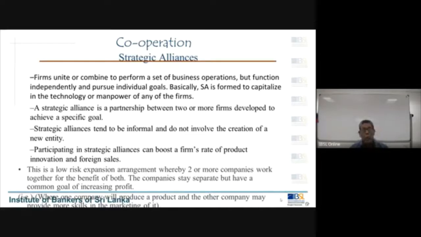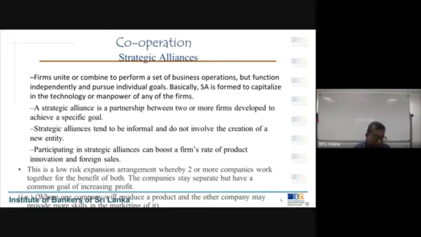strategy we call cooperation. Now, I think you will remember we discussed types of expansion strategies, right? Let me go through the memory and try to brush up what we have learned through the expansion strategies. We discussed there are mainly 5 types of expansion strategies. What are these 5 types? The first one is concentration. The concentration expansion strategies, sometimes we call them integrated expansion, growth strategies.